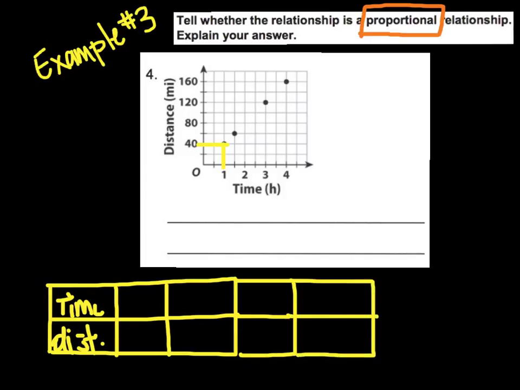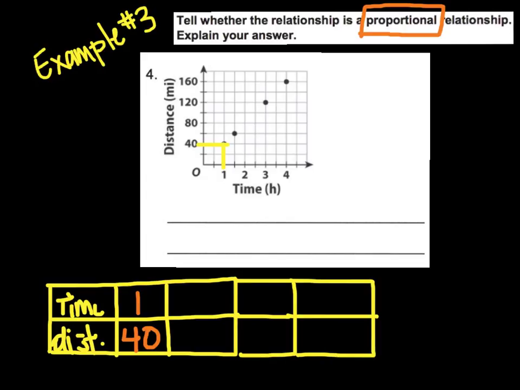on the graph. So when we look back at this first one, on the x-axis, when I drew my line straight down, it matched with 1. So my first x value is a 1. If I go up to the dot and then go sideways to the y-axis, it perfectly lines up with 40. So my first distance is 40. When I think about what this means, it means 1 hour lets me go 40 miles.